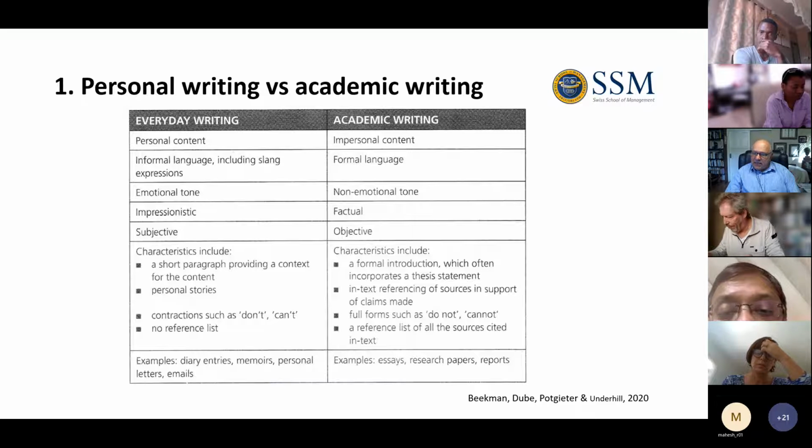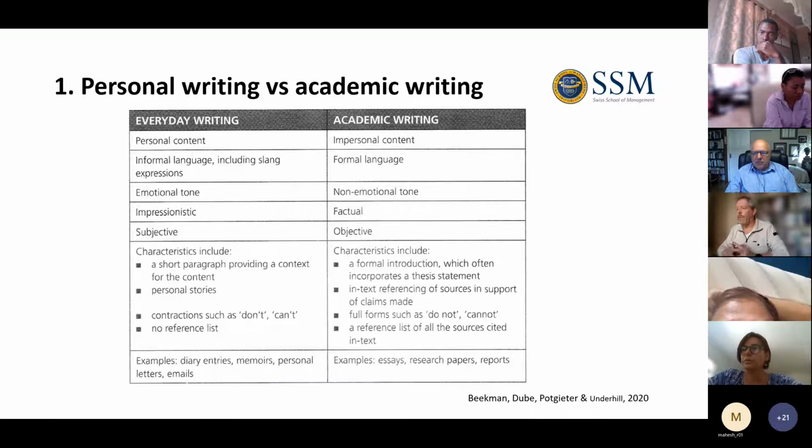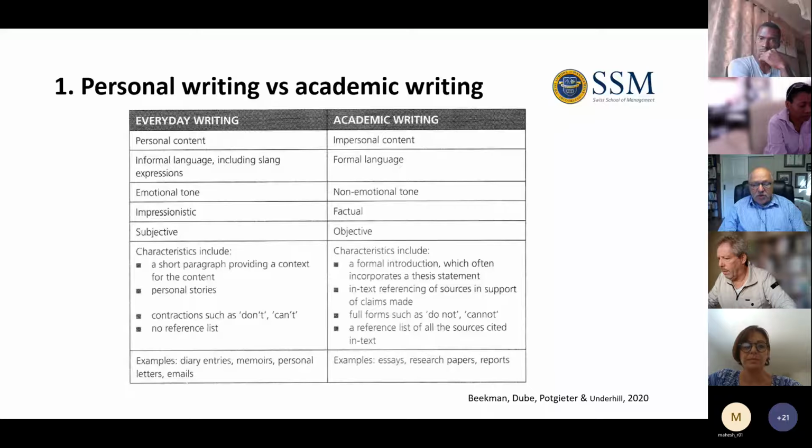But academic writing is really characterized by facts, firstly, versus opinions. You can use opinions, but they have to be substantiated. You cannot simply just write your opinion there. It has to be substantiated. Also, research-based results. You have to prove through research, substantiate your claims.